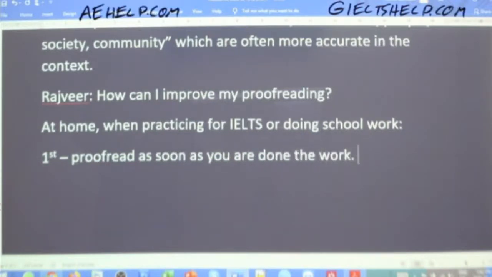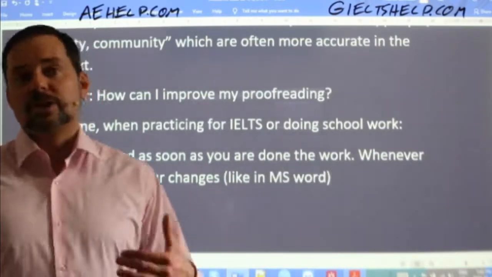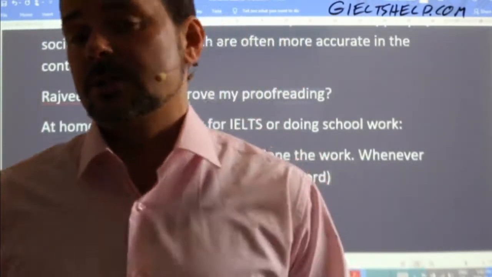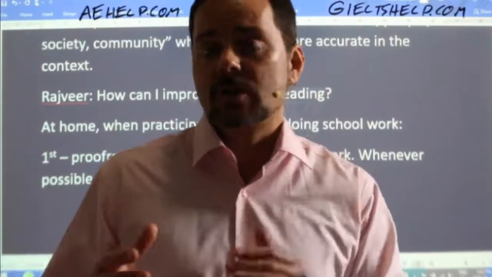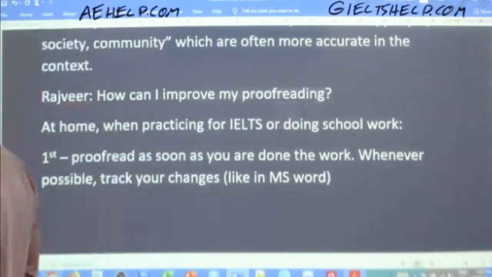Whenever possible, and this is where Microsoft Word is very useful, track your changes, like in Microsoft Word. Sometimes students will actually change good sentences to incorrect sentences. So you want to track your changes and save copies of that so you can actually see what you're changing, okay? And you want to do that as soon as you're done the work.